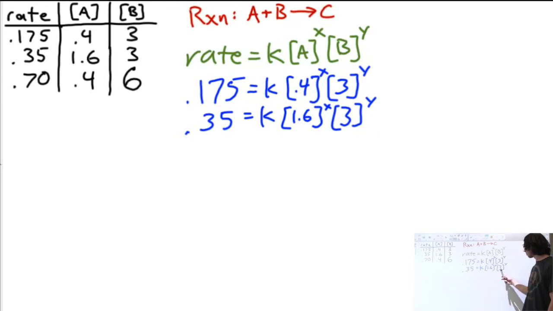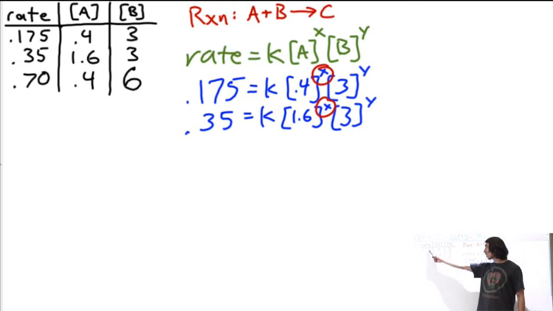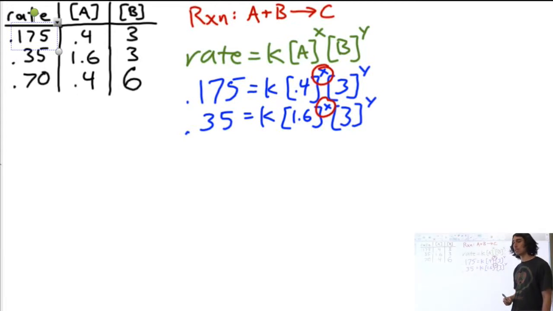So from this information, because the concentration of B doesn't change here, we should be able to determine what this exponent x is. And the way I like to do this is by inspection. You could simply look at the table and say A goes from 0.4 to 1.6. That means that A quadrupled. The rate went from 0.175 to 0.35. That means the rate doubled. So A is being raised to the 1/2 power.